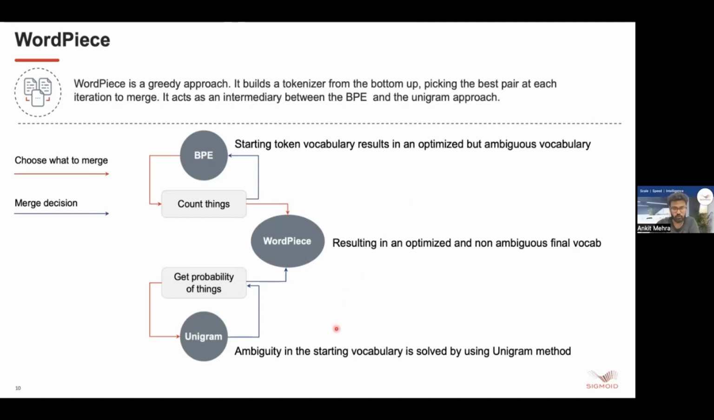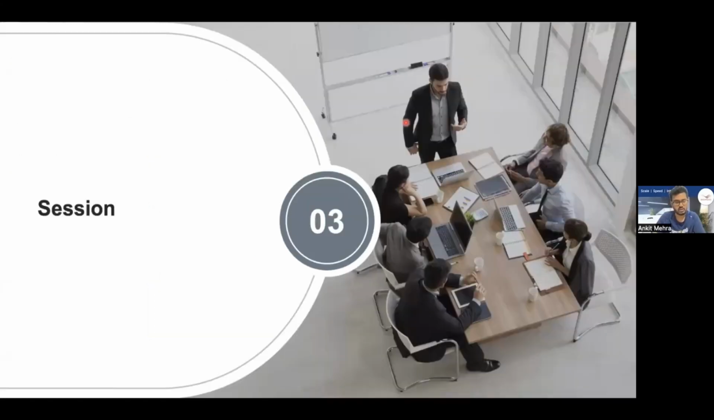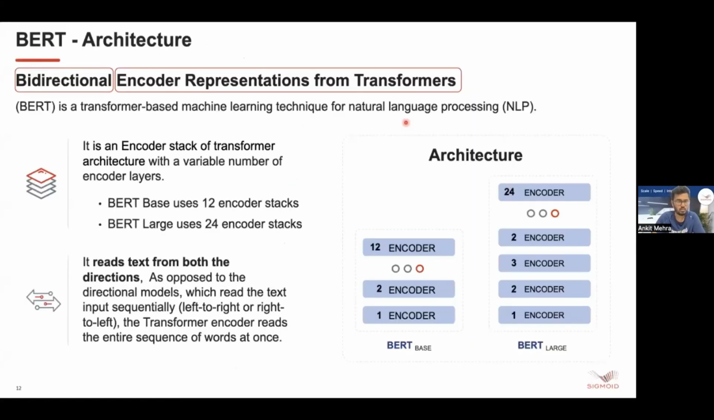So on top of that, we implement Unigram to remove the ambiguity and finally get an optimized and non-ambiguous final vocabulary set. In this video, we'll talk about BERT architecture. So let's get started. BERT basically stands for Bidirectional Encoder Representations from Transformers. It is a transformer-based machine learning technique for natural language processing.